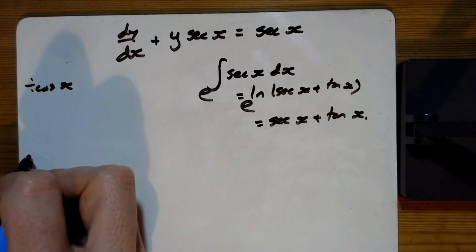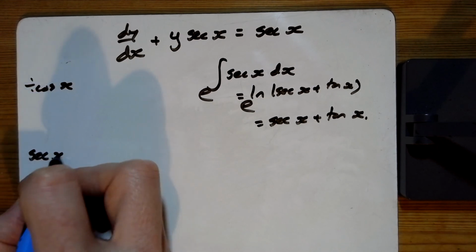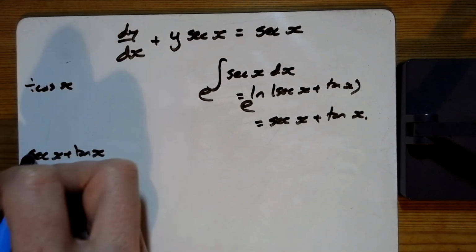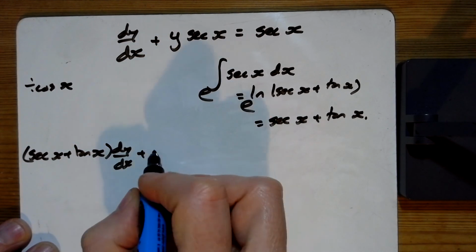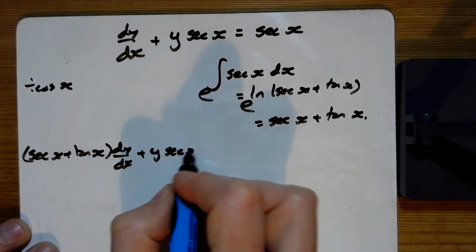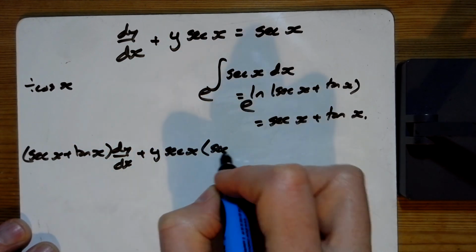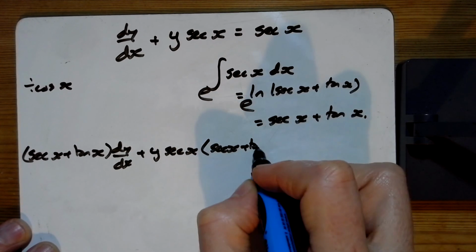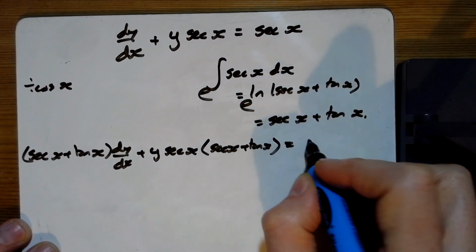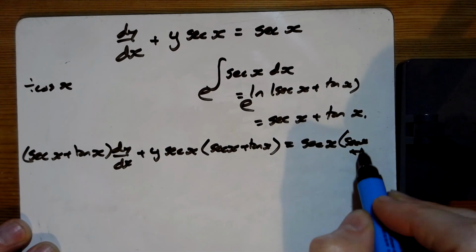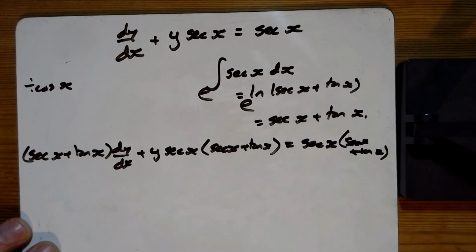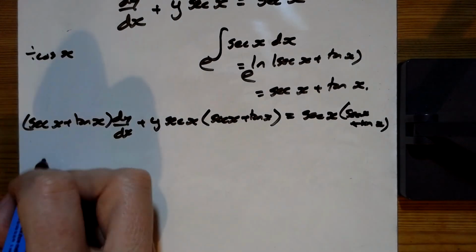Right, I have to write small to fit all this in. So sec x plus tan x times by dy by dx plus y sec x times by sec x plus tan x equals sec x times by sec x plus tan x. Look at that. I know you can't read it down there, but it's virtually all in.